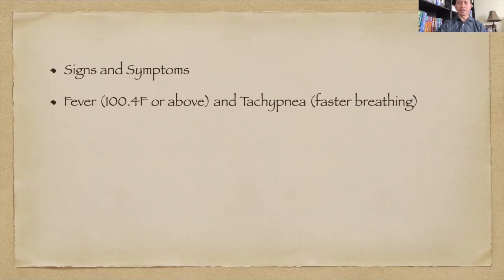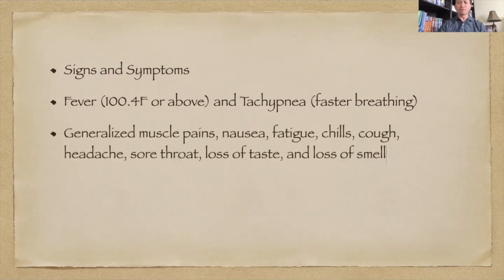The one you can see is the sign. Now, the one you feel, subjective, is the symptom. And what are these? These are generalized muscle pains; nausea, you have the feeling to vomit; fatigue, you're winded, you're easily tired; chills, or you have shivering; cough, sometimes productive, sometimes non-productive. And then you have headache.